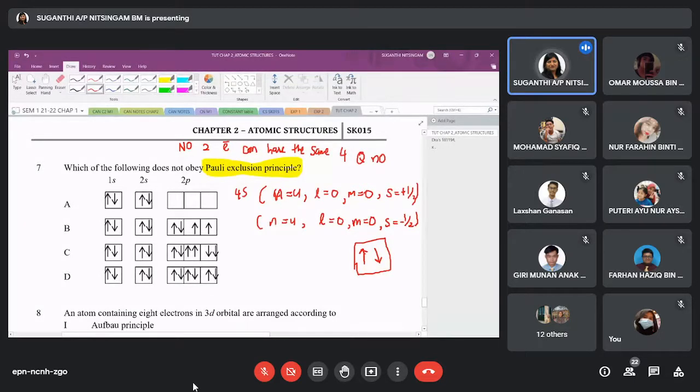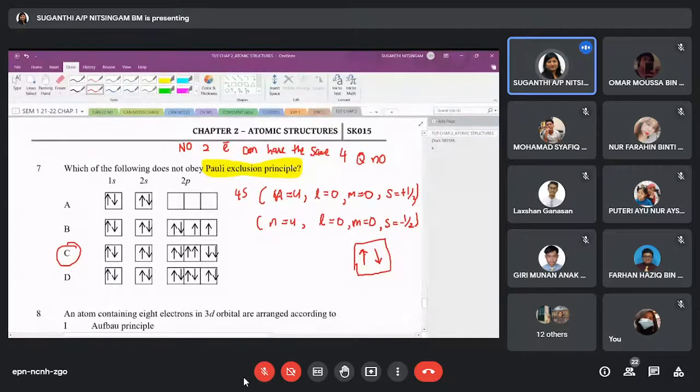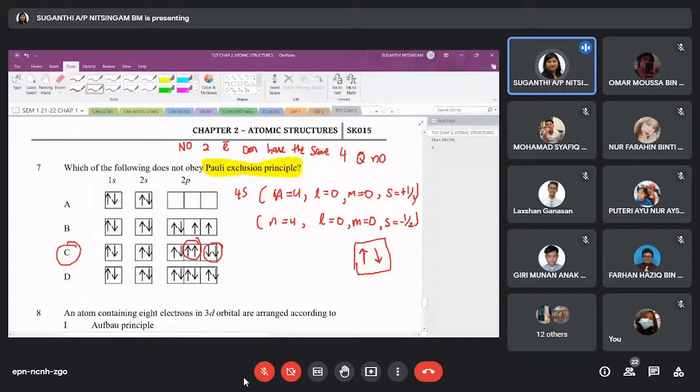So yang mana tak ikut ni? C lah. Sebab betul. C sebab dua-dua ke bawah. So if it's dua-dua ke bawah, that means dia ada dua-dua yang sama. Ini salah. Dia tak boleh macam ni. Mana boleh macam ni. Dia kena atas bawah. Ini yang Pauli kata. Pauli said no two electrons can have the same 4 quantum number.